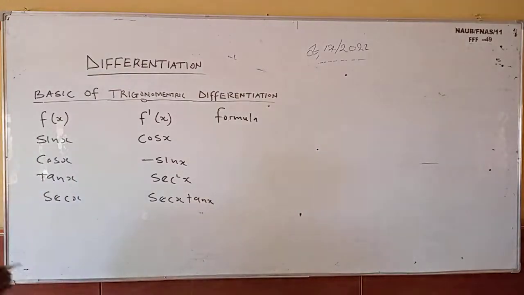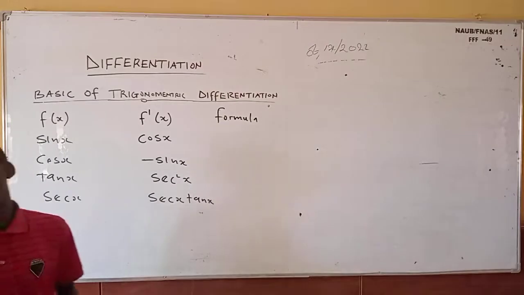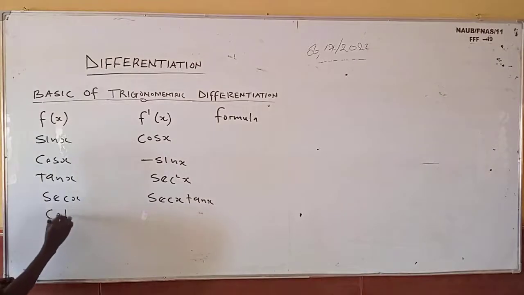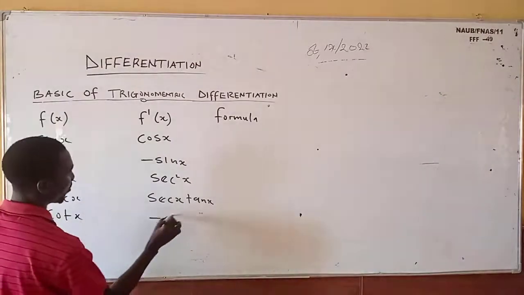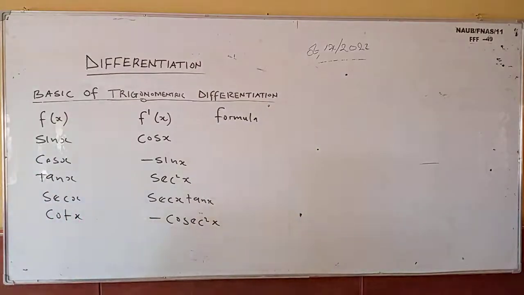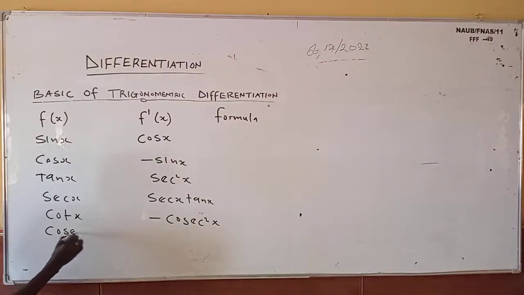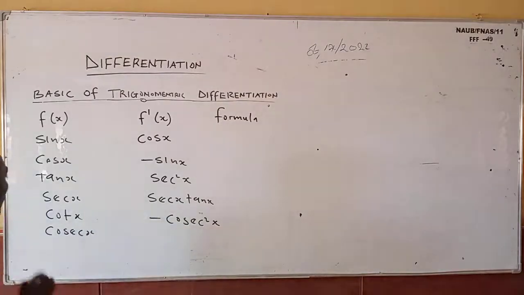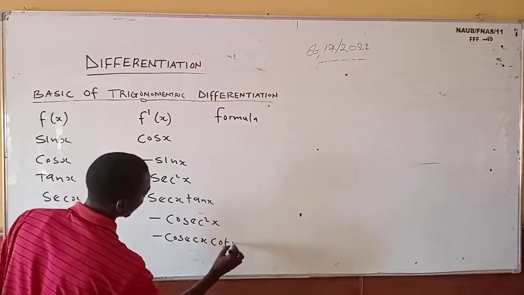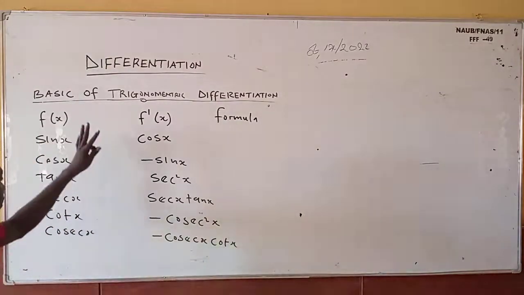The next one is cot. If we differentiate cot s, we are going to have minus cosec square s. The next one is cosec s. If we differentiate cosec s, we are going to have minus cosec s cot s. Yes. You have to know all this offhand.